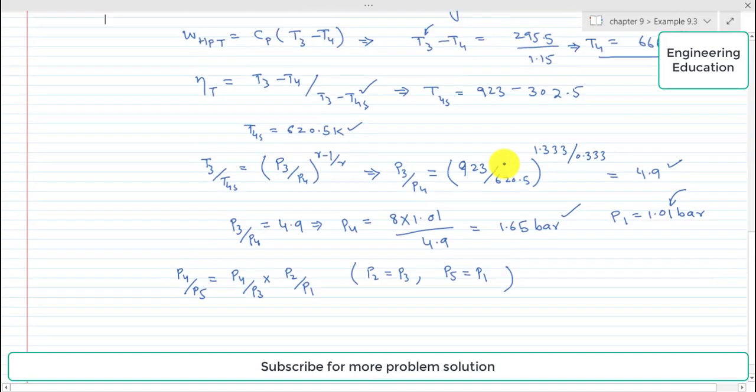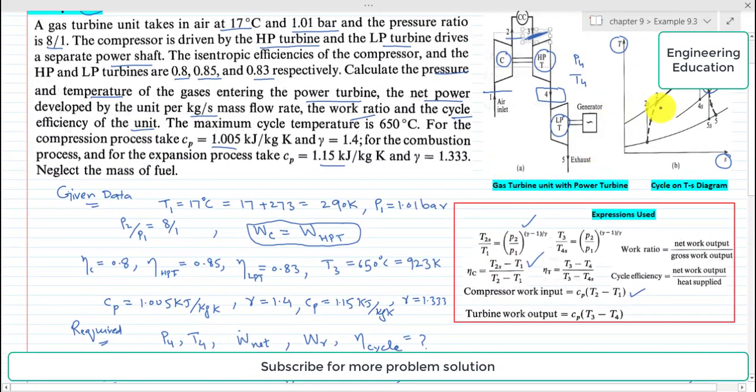So looking to this pressure on the TS diagram, this is point 1. P1 is equal to P5 and P2 is equal to P3, because these lines which are diverging from left to right are constant pressure lines. So on this line from P1 to P5, pressure remains constant. Similarly, on this line from 2 to 3, the value of pressure doesn't change and it remains constant. So P2 value is equal to P3.